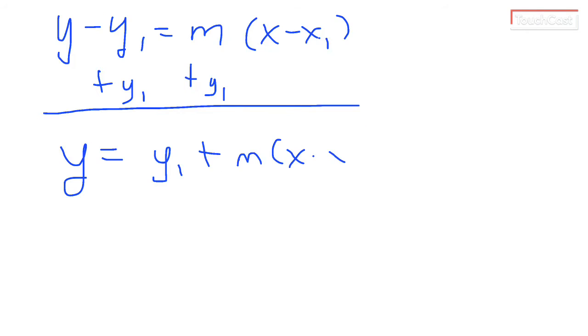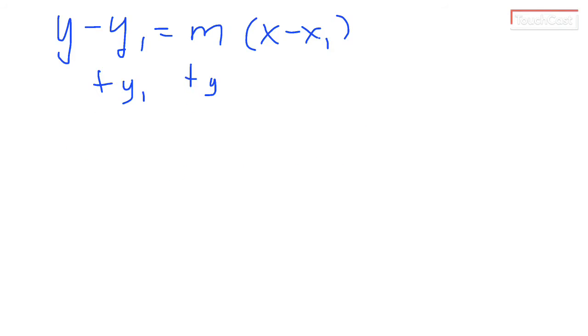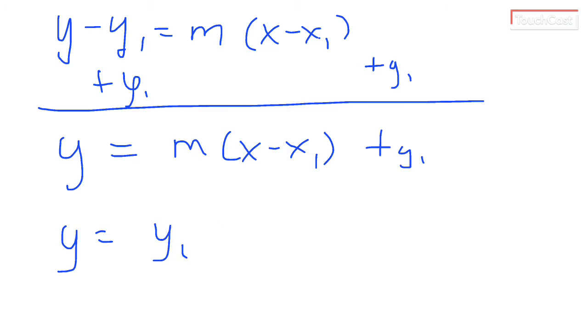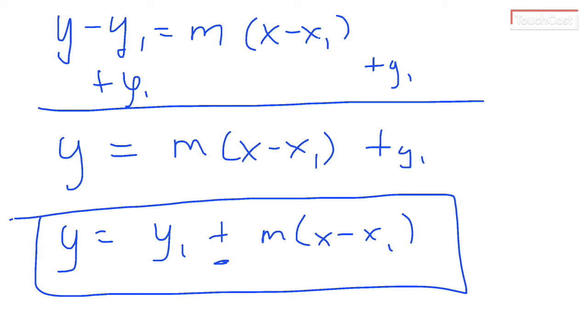Here, if I wanted to isolate the y, I would notice that y is not by itself because it's having y1 subtracted. I might add y1 to both sides. I could write y equals m times the quantity x minus x1 plus y1, which would be equivalent to writing y equals y1 plus m times the quantity x minus x1, because I can change the order in which I add these two things. So you'll find that this is actually the formula given in your textbook.